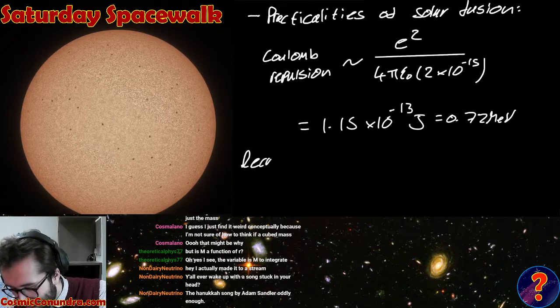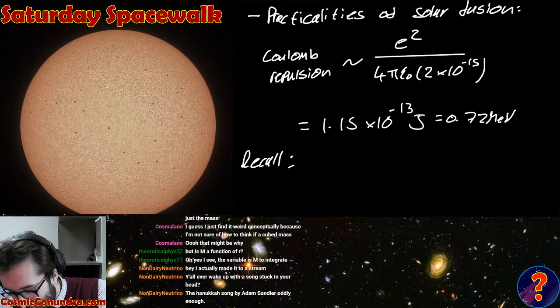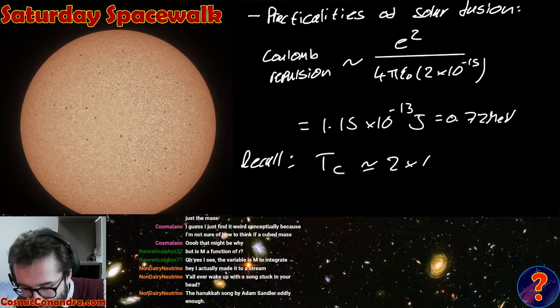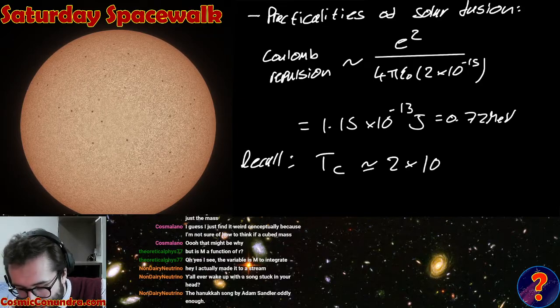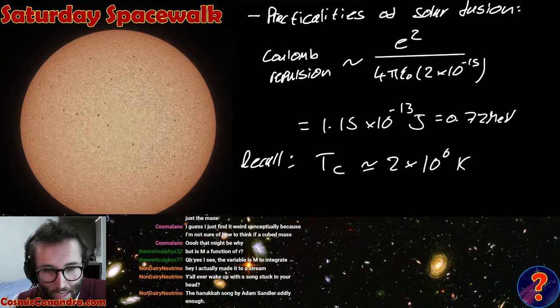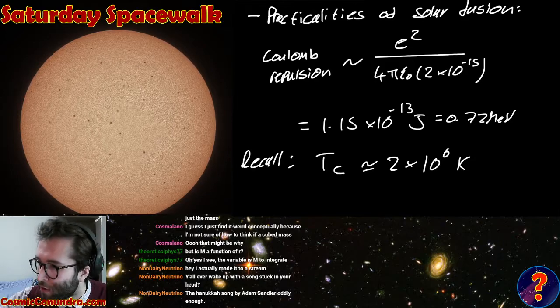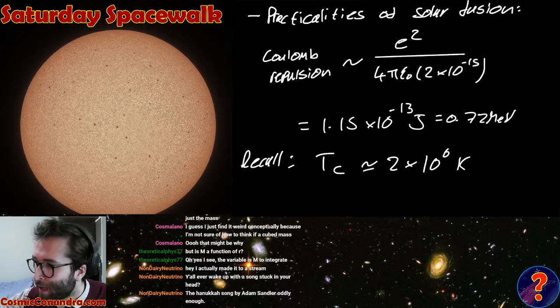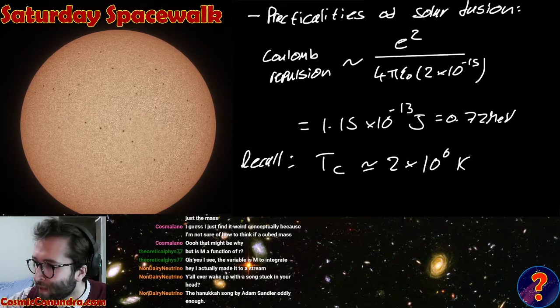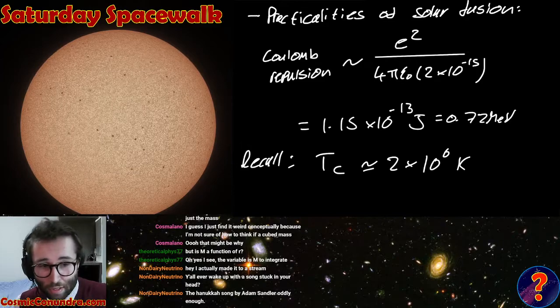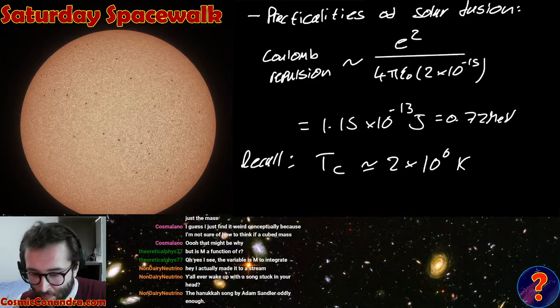But recall, we calculated that the core temperature of the sun is roughly 2 times 10 to the 6 Kelvin. And now we could, if we liked, use the more sophisticated temperature at the core of the sun, which is roughly 15 million Kelvin. But it doesn't actually make a difference. The factor of 10 is not important in showing what we want to show.